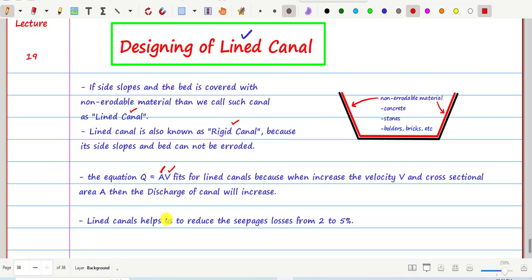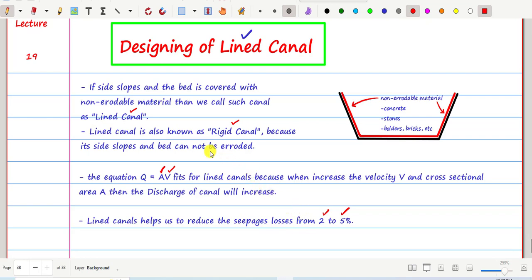Okay, and lined canals help us to reduce seepage because of lining the side slopes and bed of the canal. It actually reduces the seepage up to 2 to 5%. As we have discussed in our previous lectures, the main problems in canals are seepage and evaporation. These two were the major causes of loss of water in a canal, right? So if we can control the seepage and evaporation losses in a canal, then obviously that is going to be the best design, right? So in case of lined canals, we can reduce the seepage losses up to 2 to 5%.